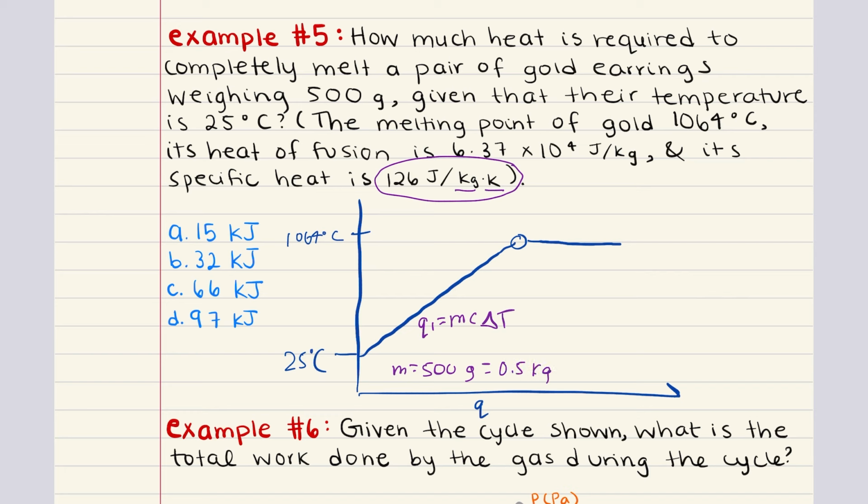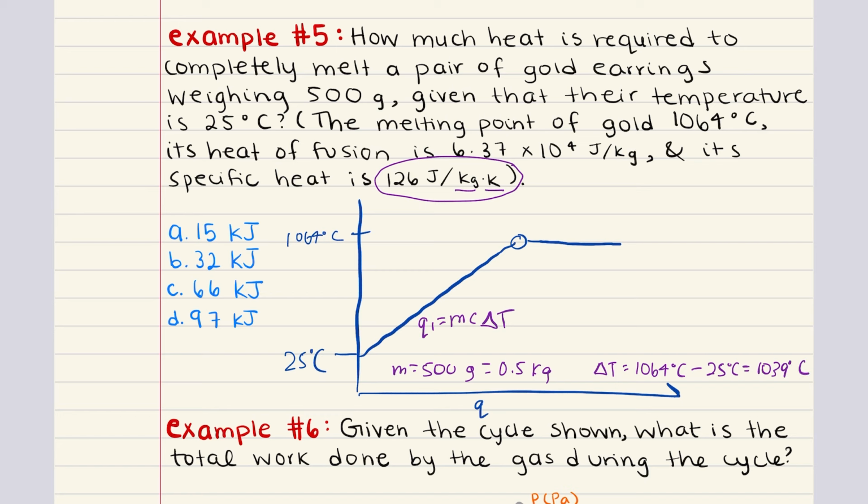I got that by dividing 500 by 1,000. We can also go ahead and calculate our change in temperature because we know our initial and final temperature. Our final temperature is 1064 degrees Celsius. Our initial temperature is 25 degrees Celsius. This gives us a difference of 1039 degrees Celsius.